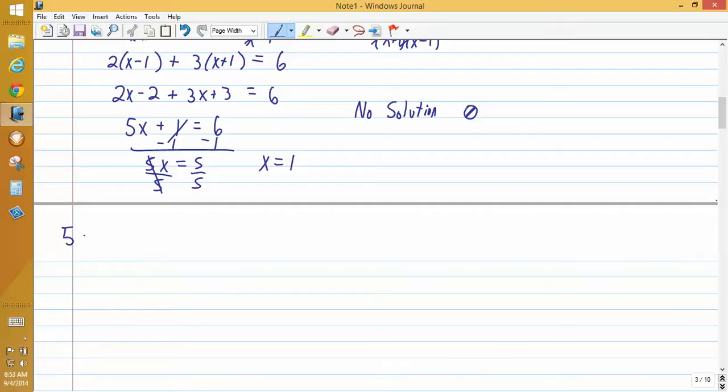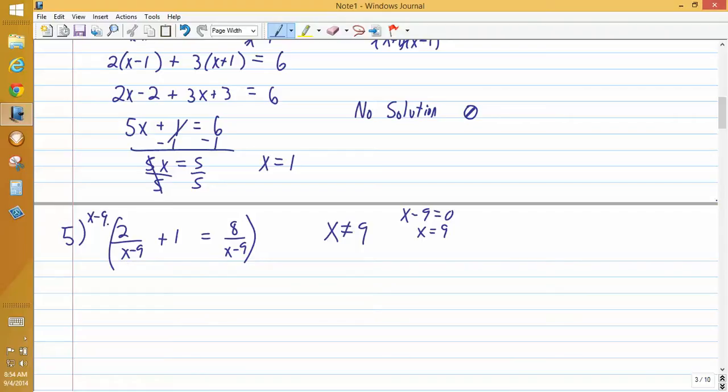Alright, number 5. 2 over x minus 9 plus 1 equals 8 over x minus 9. First figure out the restriction. So x minus 9 equals 0. Add 9 to both sides, you get x equals 9. So that's what we don't want x to be. Now multiply through by the least common denominator. It's just going to be x minus 9. That's the only denominator I have.